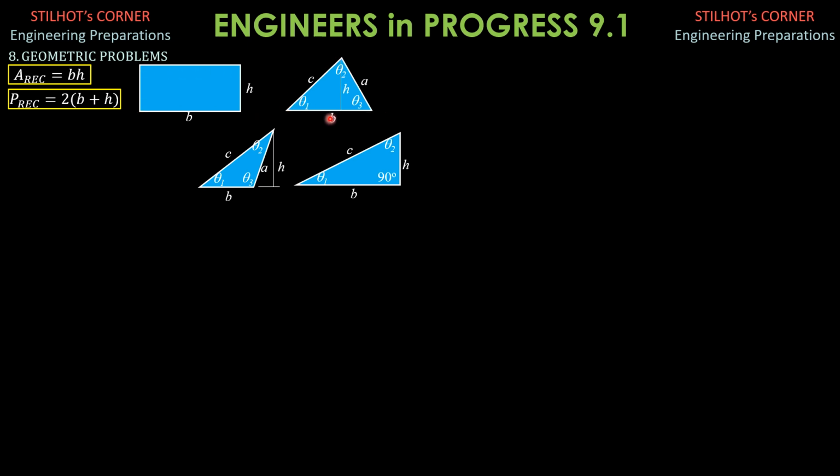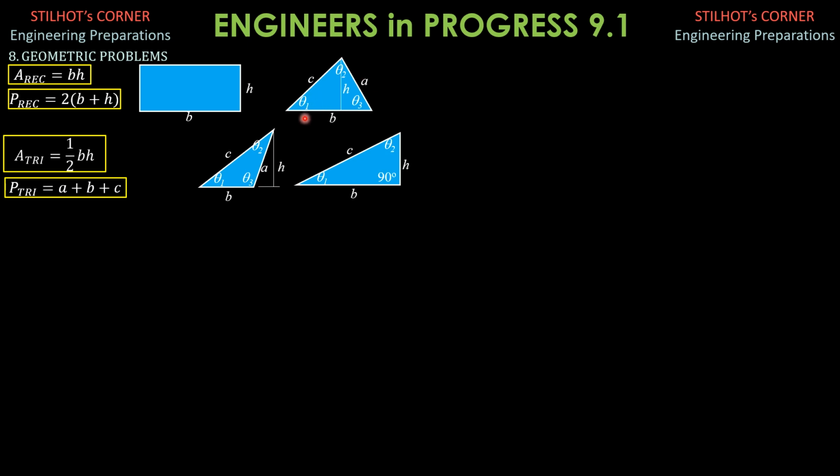Because if you enclose this shape with a rectangle, the area of the rectangle is base times height, and the total bases for that part and for this part is also b. So that proves that the area of the triangle is only 1/2 of the area of the rectangle. So area equals 1/2 base times height, 1/2 the product of the perpendicular dimensions for these cases here. And for the perimeter, it is the sum of the sides, so it is a plus b plus c.